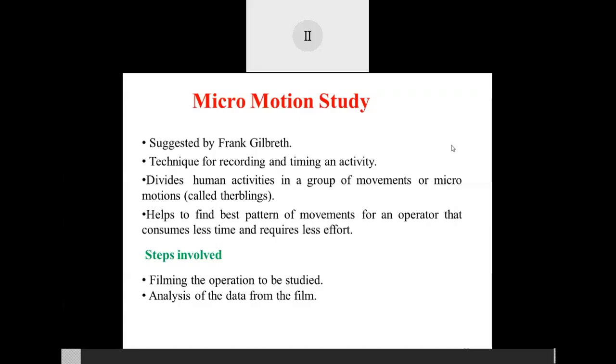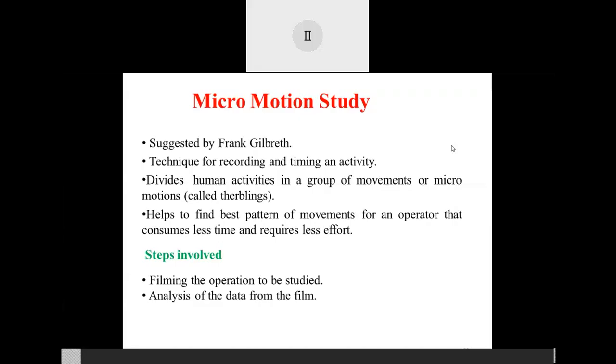Yes, because in many studies we have seen that the scientific recording is very much important, and also how much time those activities, those operations, those delays, those inspections have taken. So that timing and recording of that is very much important. So keep in mind that recording and timing. Frank Gilbreth suggested this micro motion study. So it is a technique for recording and timing an activity.